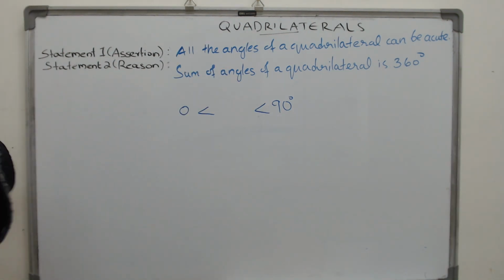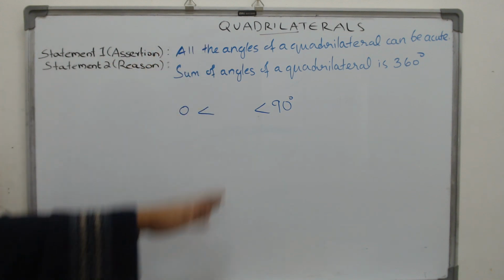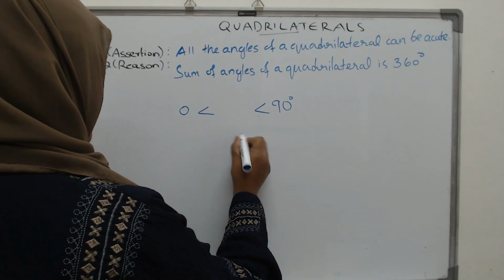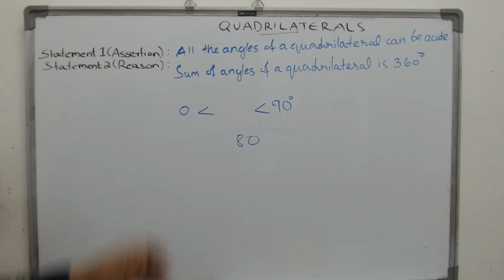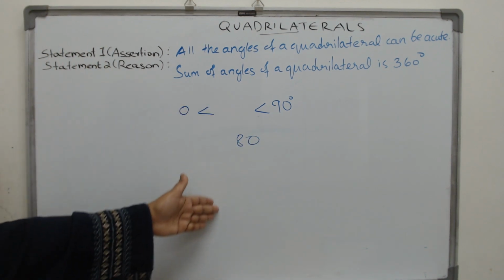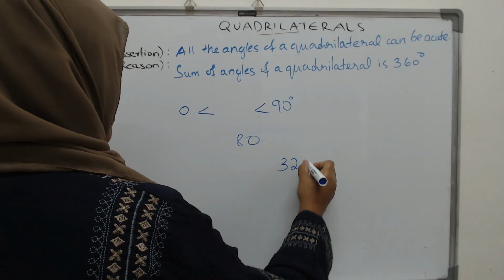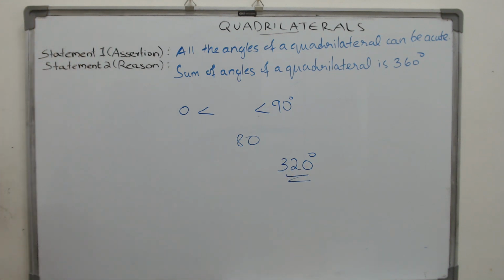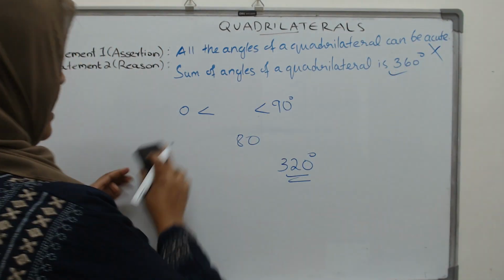Now, can all the four angles be acute? Randomly take any one angle here. I will take the greatest, say about 80. Can all the four angles be 80? If all the four angles are 80, I will add them and I will get only this much. But the sum of the angles of a quadrilateral is 360. So this is not true. This is true.